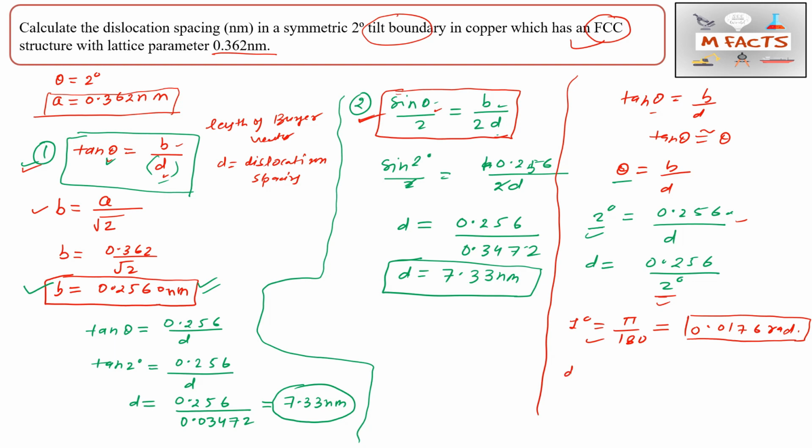So what we will do: d is equal to 0.256, and this is the 2 degrees, so 2 degrees multiplied by 0.0176 in radians. Whenever we calculate this value, we will get again 7.33 nanometers. So all of these formulas are the same, and you can apply any of them for this type of question.